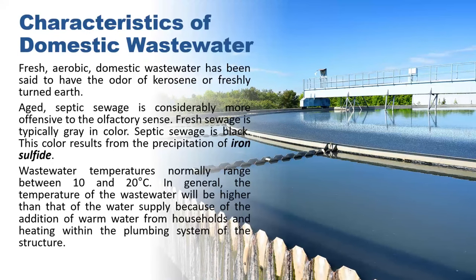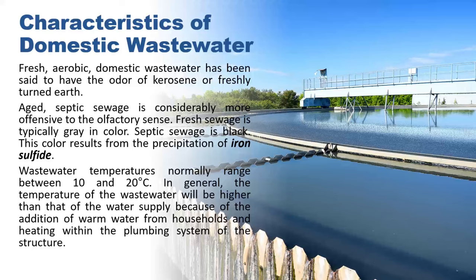Now, to start with, let us discuss the characteristics of domestic wastewater. Fresh aerobic domestic wastewater has been said to have the odor of kerosene or freshly turned earth. Aged septic sewage is considerably more offensive to the olfactory sense. So when we say olfactory sense, it refers to the sense of smell. Fresh sewage is typically gray in color. Septic sewage is black. This color results from the precipitation of iron sulfide.